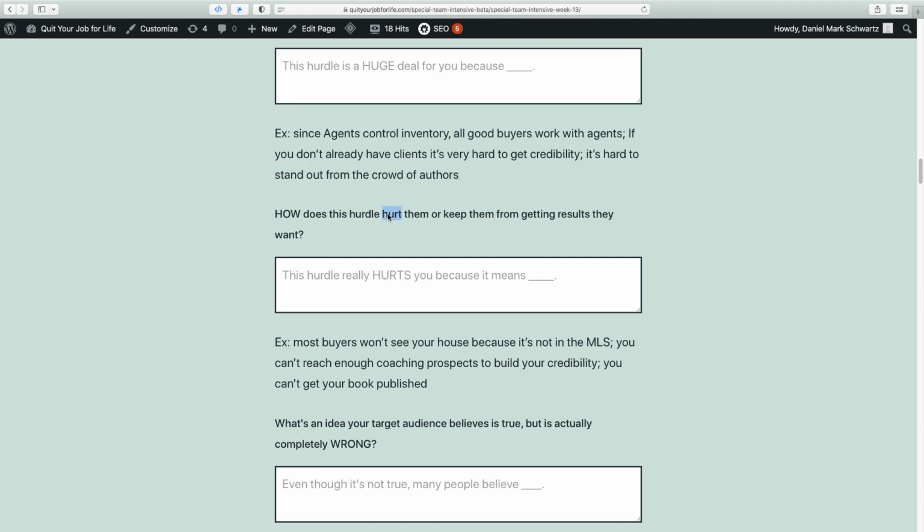Next question: how does this hurdle hurt them or keep them from getting the results they want? So now we're building the pain. We've described the hurdle and we're saying, this is why it's not getting results. If you can't list your house on MLS, then how are you going to sell it or get top-notch buyers? If you can't get a publisher to read your book, how is it going to get published and how will everyone know you're such a great author, because they're standing in your way?